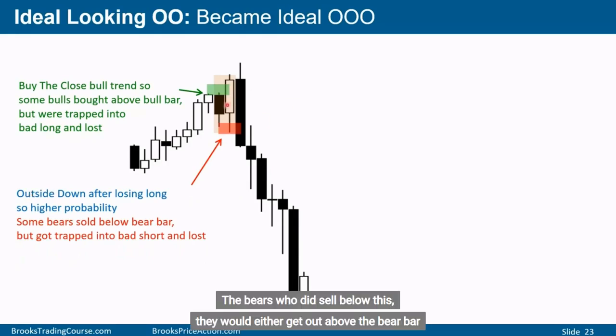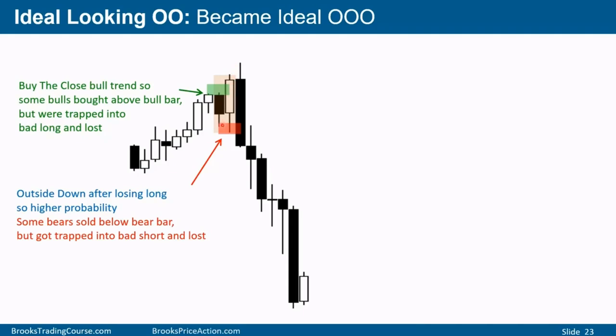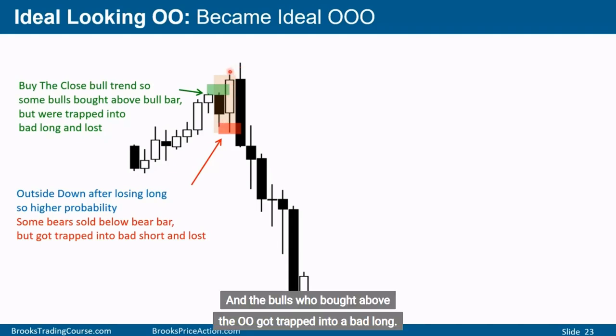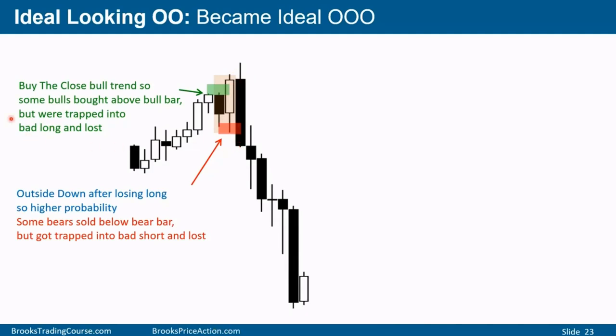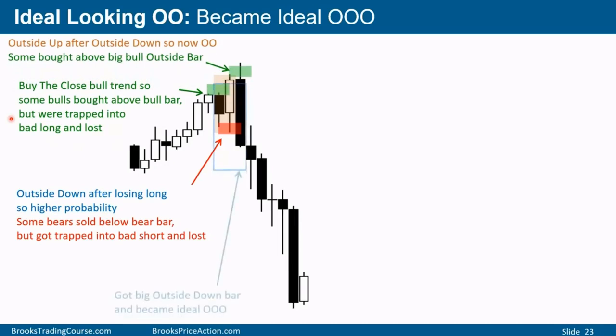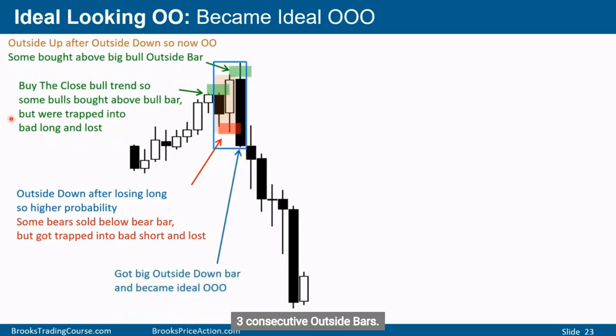The bears who did sell below this, they would either get out above the bear bar or above the bull bar, and they ended up being trapped into a bad short. And the bulls who bought above the OO got trapped into a bad long. Three consecutive outside bars, outside, outside, so it's an OO here, and now it's an OOO. And you've had clear trap bulls here and here, trap bears below that bear bar.